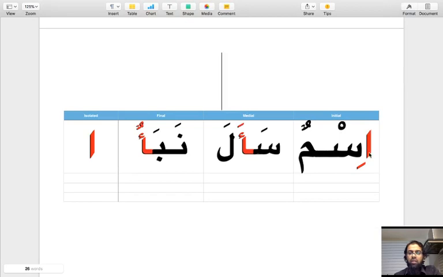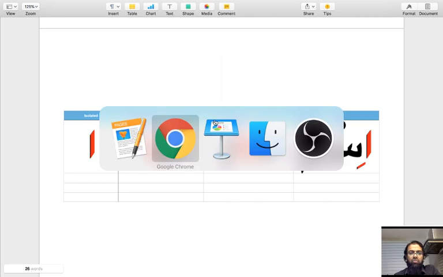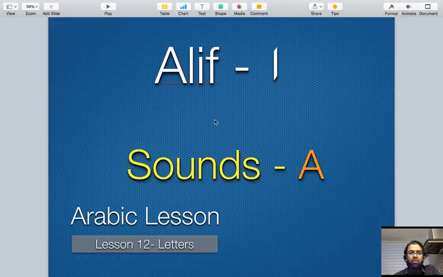So this is alif written as the first letter of a word. Okay, so it has the same form as the isolated one. This is alif in the middle of a word, and this is alif as the last letter of a word. Okay, so in the next video we will look at how b is written in a word.